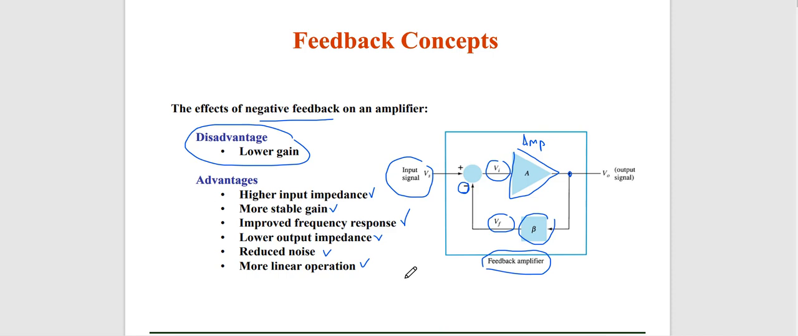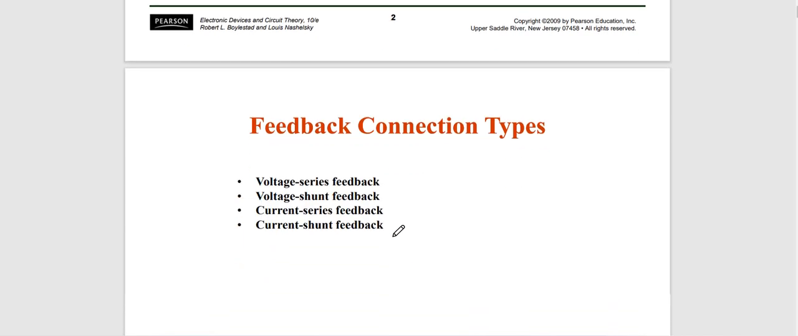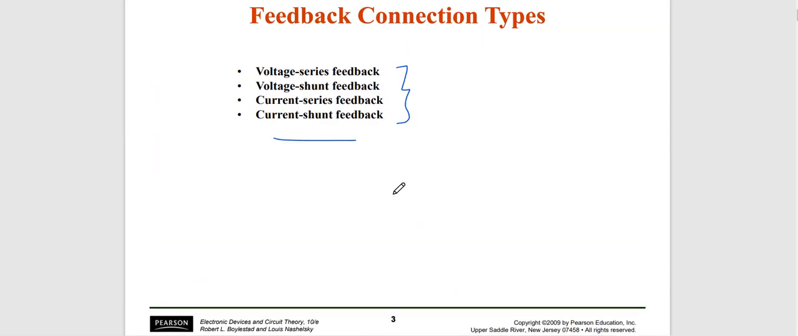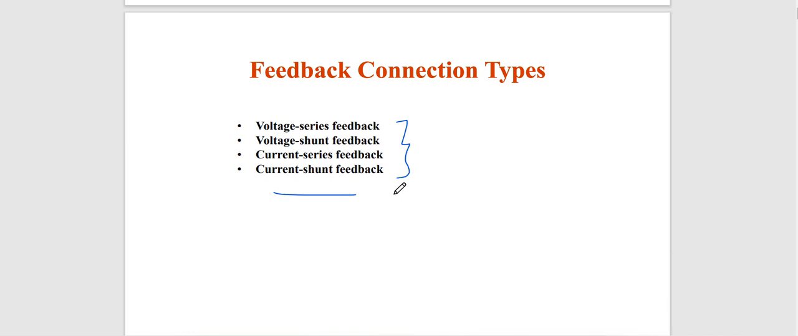Another advantage of negative feedback is that we can get a stable gain. It is important in amplifier circuits to get a stable gain, and it also reduces the noise. Last but not least, negative feedback gives more linear operation. And we have many options of feedback connection type: voltage series feedback, voltage shunt feedback, current series feedback, and also current shunt feedback. So we will look at each connection type.